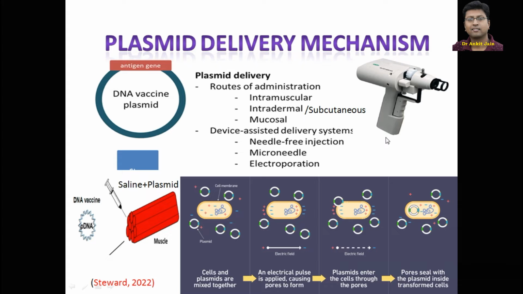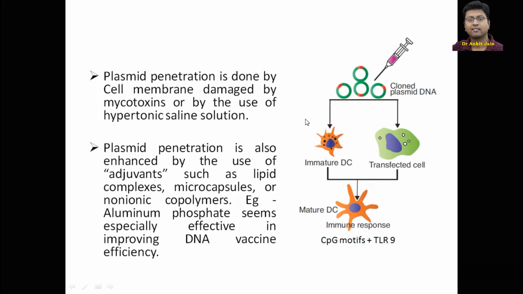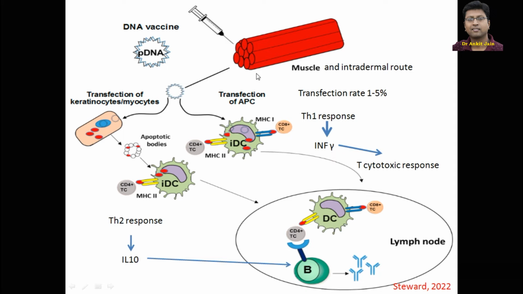So there are different methods for gene delivery, and out of them I am explaining 3 main plasmid delivery methods. The first one is the direct injection of that particular DNA vaccine into the muscle.